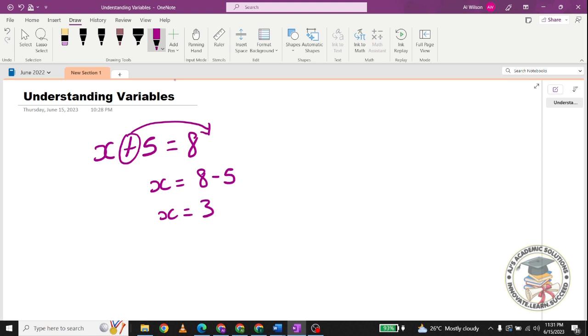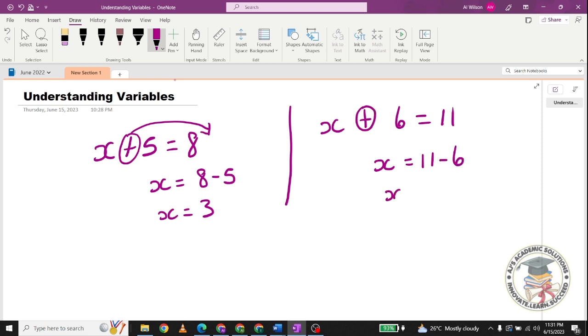Now, of course, as you work more problems, you'll see that x always changes. So let's say, for example, look at another question. Let's say x plus 6 is equal to, let's use 11 for this one. So like before, x is equal to 11. Notice our sign here is addition. Therefore, we're going to do minus 6 here. Therefore, x is equal to 5.